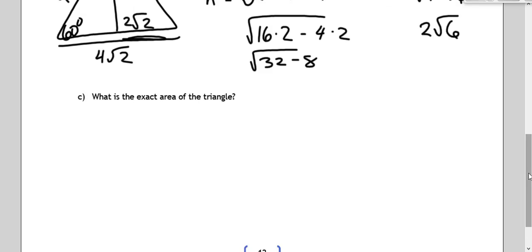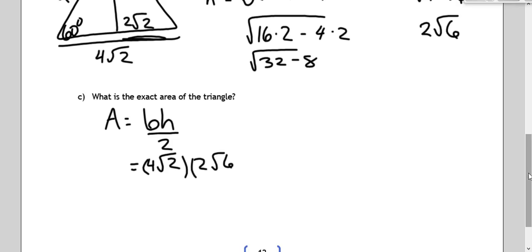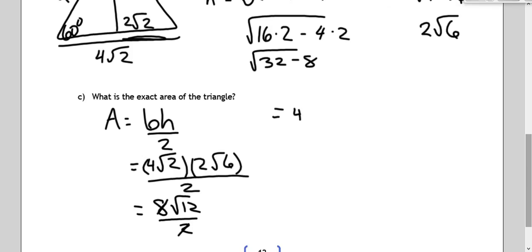And the exact area of the triangle, we do area is equal to base times height divided by 2. So 4 root 2, the base, multiplied by the height of 2 root 6, all over 2. This gives us 8 root 12 over 2. So 4 root 12. This breaks down into root 4 times root 3. So 8 root 3. Okay.